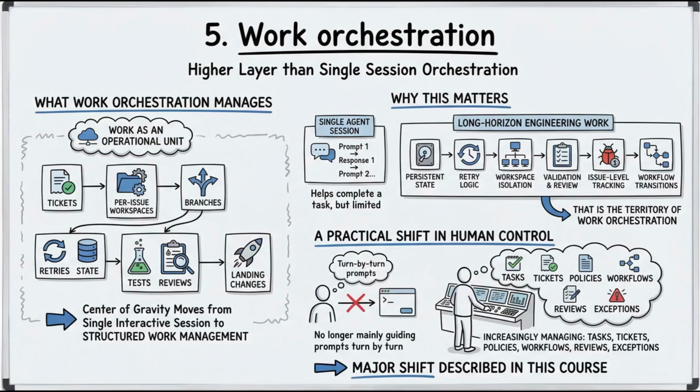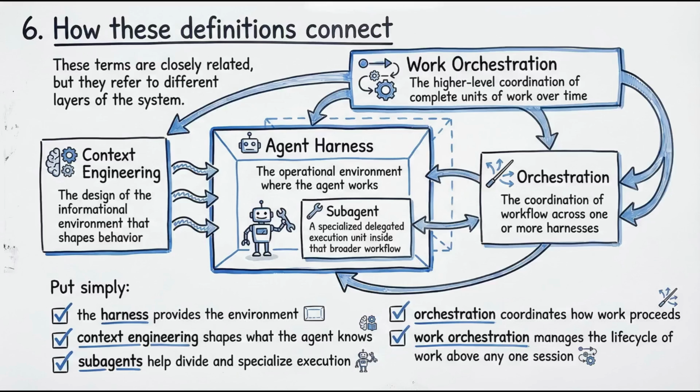For you, the human operator, this introduces a practical and fundamental shift in how you work. At this orchestration level, you are no longer sitting there mainly guiding prompts turn by turn. Instead, your role elevates. You are increasingly managing overarching tasks, tickets, and system policies. You're overseeing workflows, handling reviews, and stepping in to manage exceptions. This evolution from an interactive prompter to a strategic workflow manager is one of the major defining shifts we are exploring in this course.